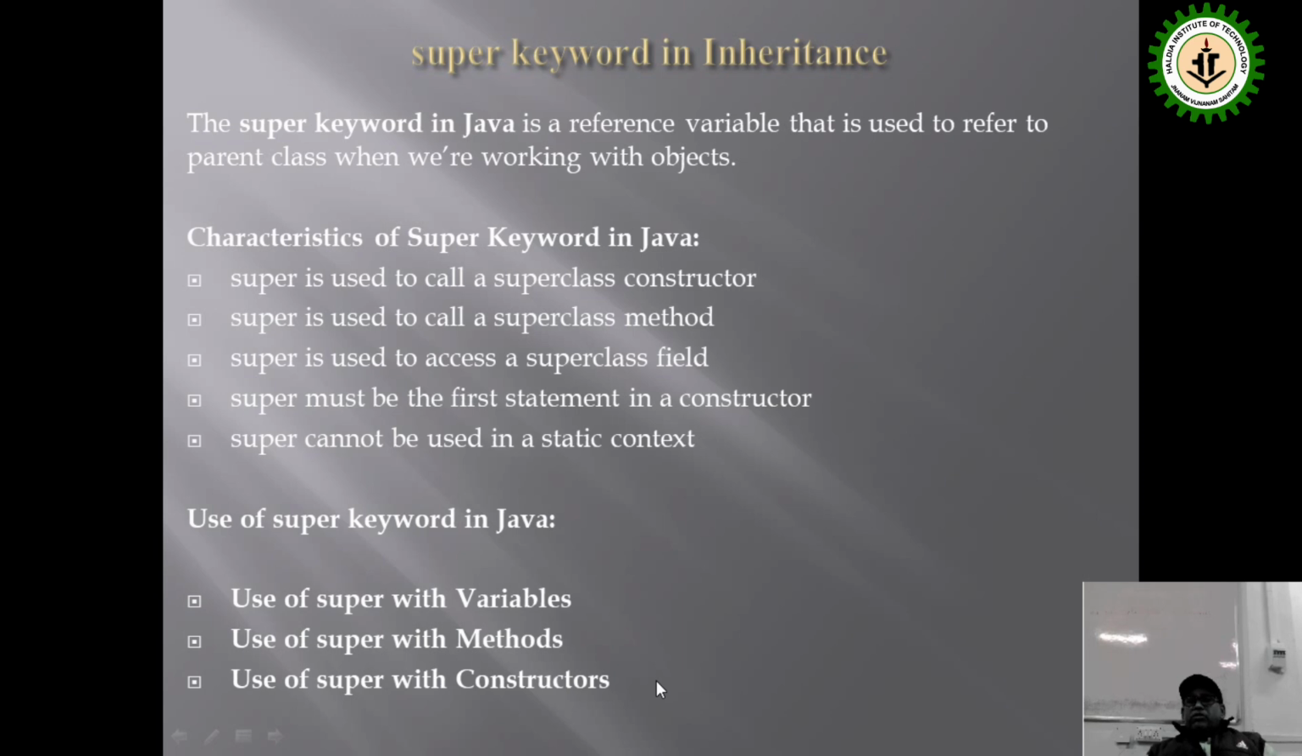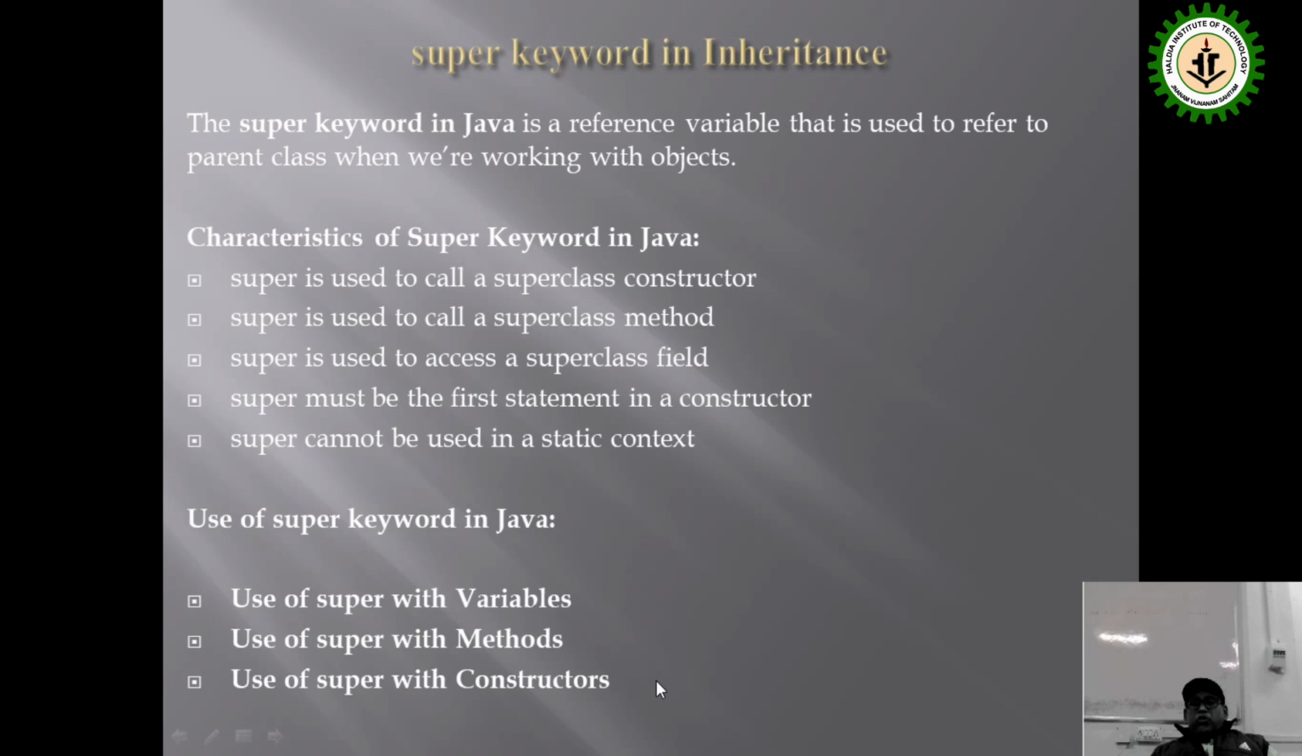Some characteristics of the super keyword in Java. What are the characteristics of the super keyword? Super is used to call the superclass constructor. Super is used to call a superclass method. Super is used to access a superclass field. Super must be the first statement in a constructor, and super cannot be used in a static context. These are the main characteristics of the super keyword.